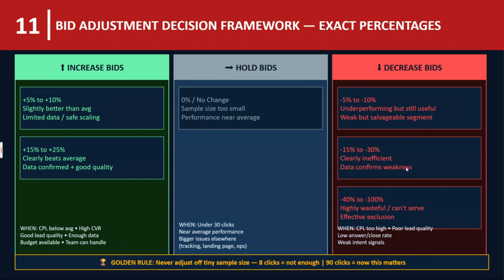And use minus 15 to 25, 15 to 30% when data clearly shows it is inefficient, and use minus 40 to minus 100% when this segment is completely wasted and your business simply cannot serve the context, like a location that is too far or hours when no one can answer calls. So, the golden rule, one more time: never adjust based on tiny numbers. 8 clicks and 0 leads means nothing. 9 clicks and 0 leads, now that is a signal worth acting on.